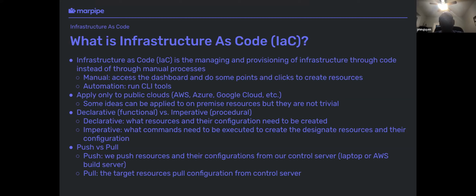Also, we talk about push and pull. Push means that from your control computer, you push your configuration up into the public cloud. Versus pull means that you are at the public cloud and then you run the configuration that pulls your resources over from somewhere.